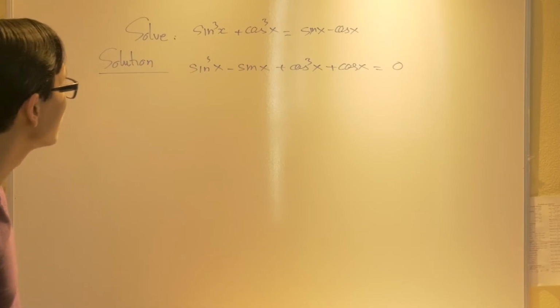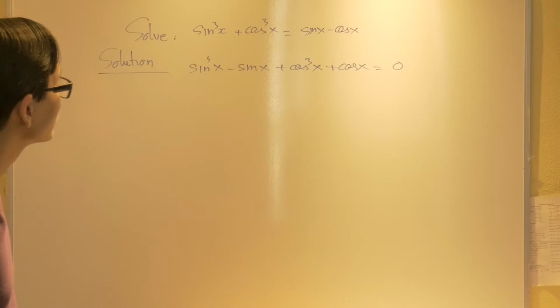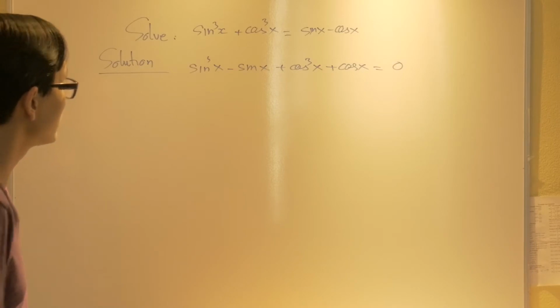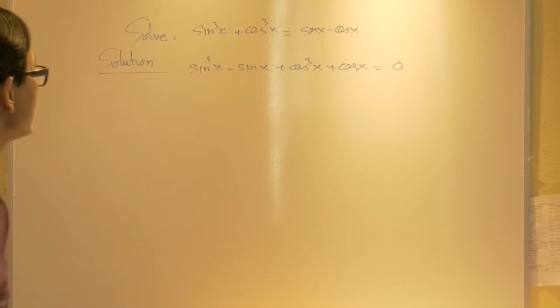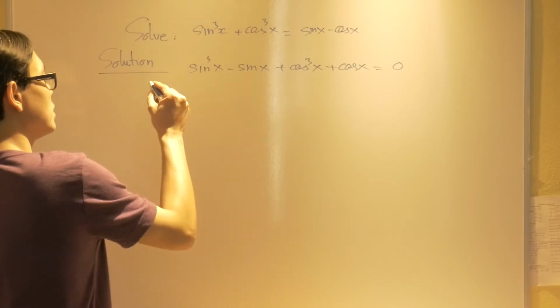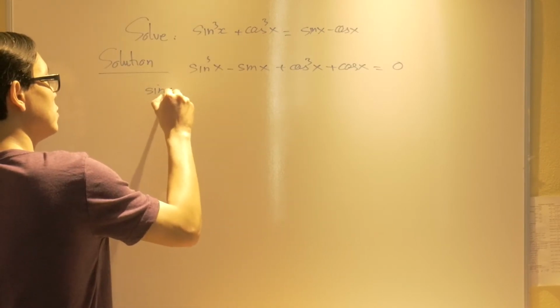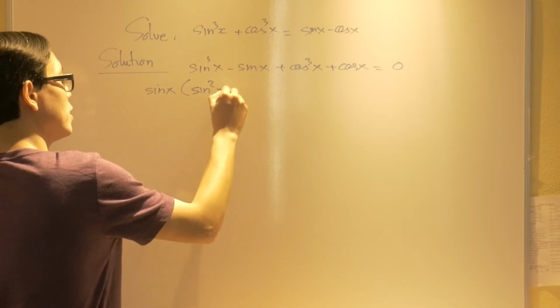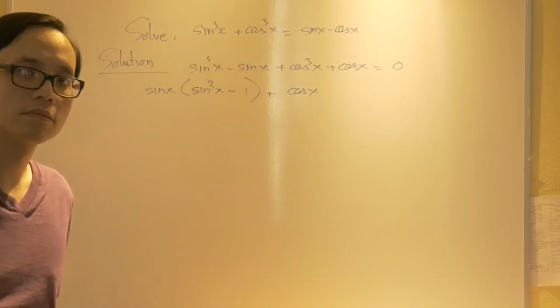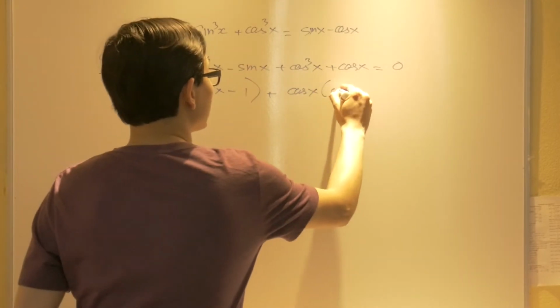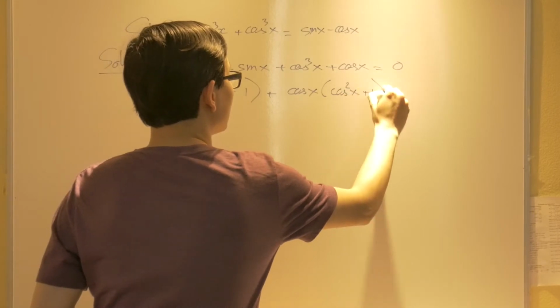Then I see that this is sine, I'm sorry, this is sine, cosine. Okay, then I see that in this and this, there's sine of x in common. I'll take it out, so I have sine x times sine squared x minus 1, plus I also see cosine of x in common. I take cosine of x out, so I have cosine of x times cosine squared x plus 1 equal to 0.